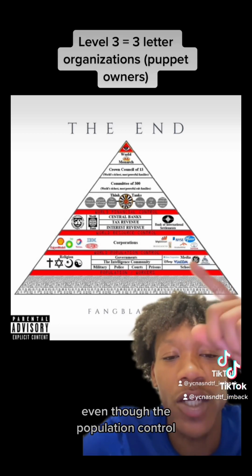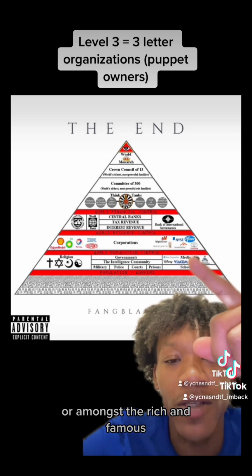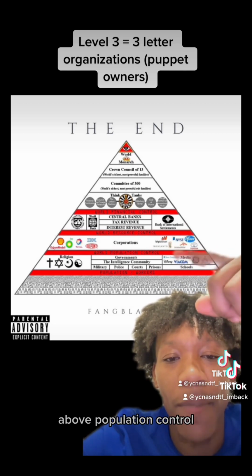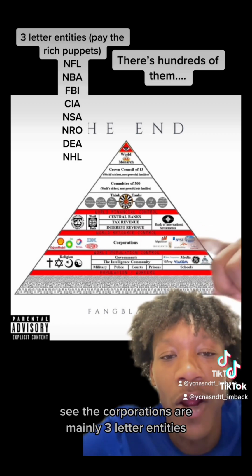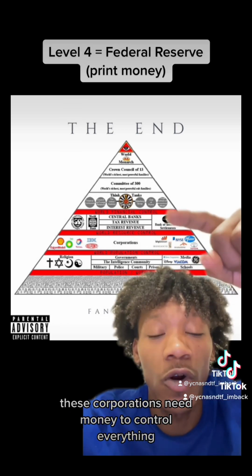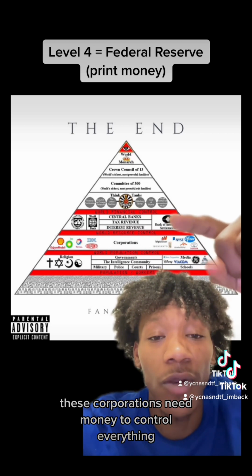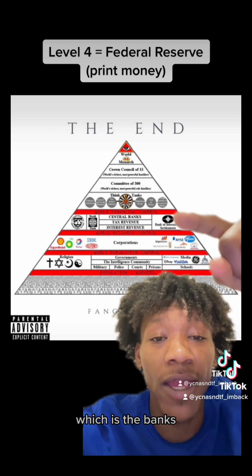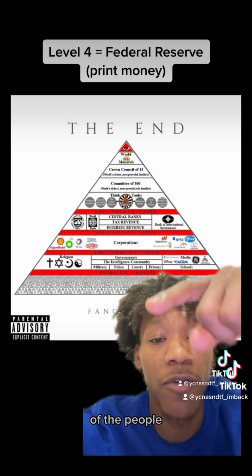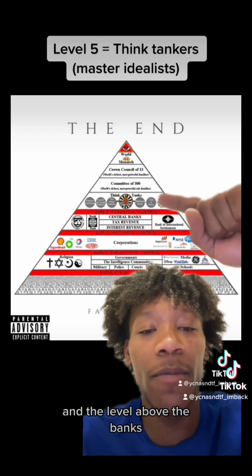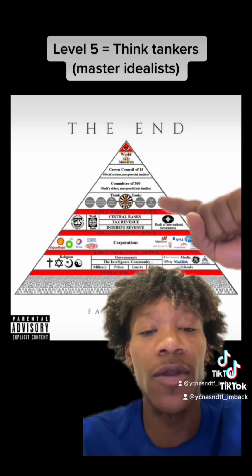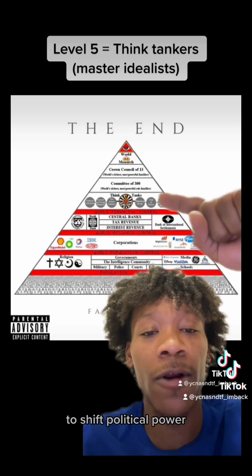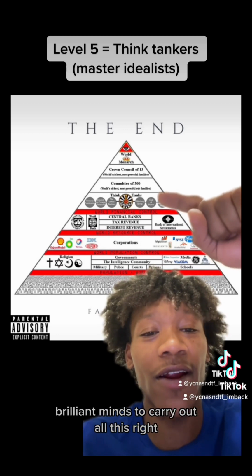Even though the population control are amongst the rich and famous, there's people that pay them, and those are the corporations above population control. See, the corporations are mainly three-letter entities. These corporations need money to control everything, so the level above them is the Federal Reserve, which is the banks and the tax-paying dollars of the people at the bottom. And the level above the banks are the think tankers. These are a body of experts that give great advice to shift political power. You need great, brilliant minds to carry out all this, right?